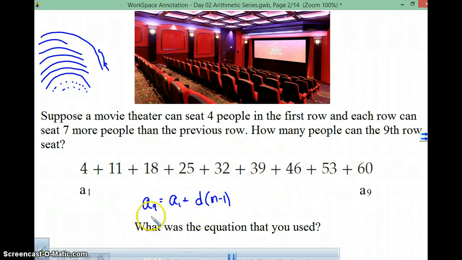Okay? All we do is we plug in what we know. We know that a sub 1 is 4. The common difference is 7. N minus 1, well, n is 9. There's 9 different terms. So that would be 9 minus 1, or 8. So that equals 4 plus 7 times 8. That's 4 plus 56, which is 60.